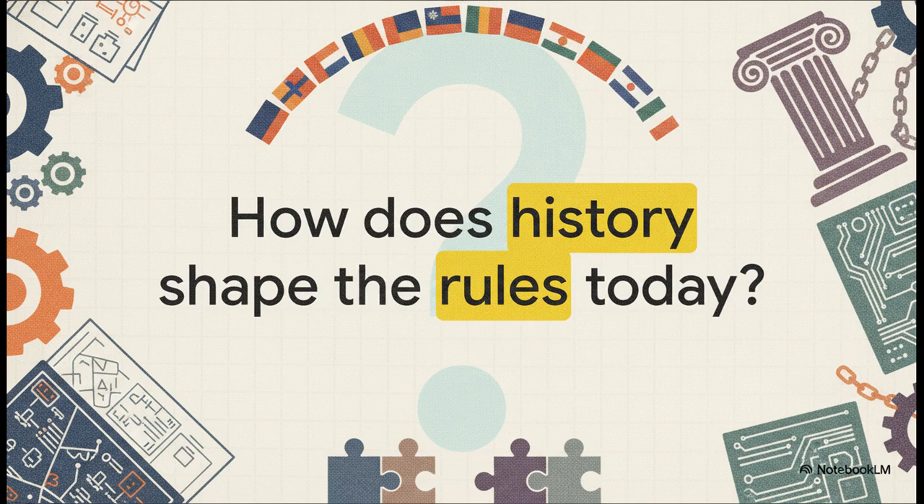So I want to leave you with this final provocative thought. How does your nation's history shape the rules you live by today? Take a look at the laws, the political systems, and the rights you experience daily, and realize they aren't just random. They're the direct result of an architectural blueprint drafted by your country's unique past. Next time you read the news, try to see that underlying constitutional framework at play.